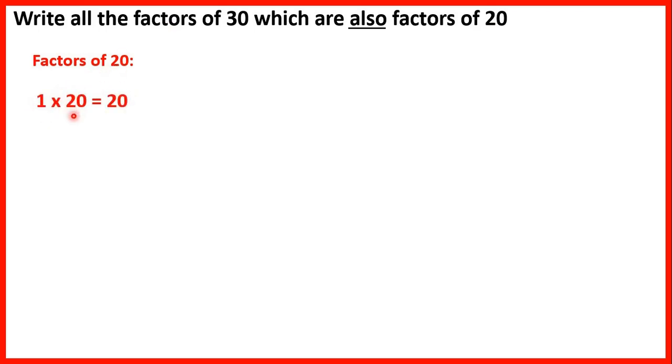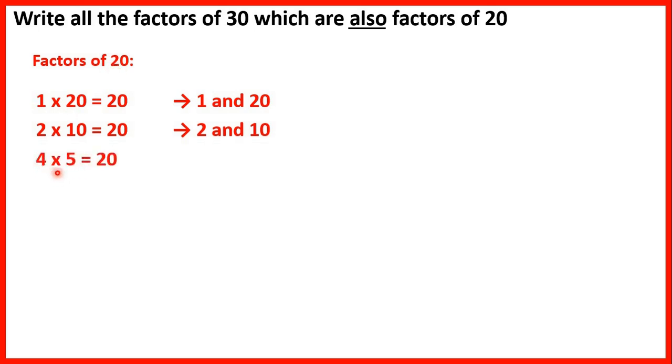So 1 times 20 is 20, which means that 1 and 20 are factors of 20. Remember, 1 and the number itself will always be factors of a number. Now, 2 times 10 is also 20, which means that 2 and 10 are factors. 3 is not a factor of 20 because we can't multiply 3 by any whole number to get 20. But 4 is a factor because 4 times 5 is 20. So 4 and 5 are factors as well.